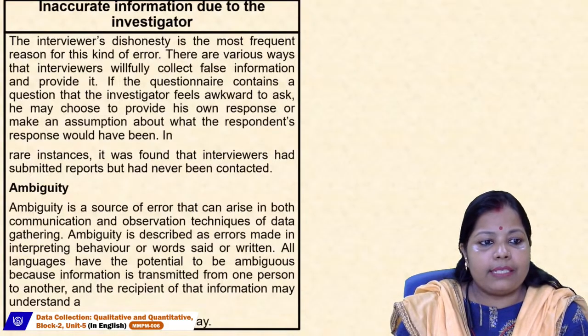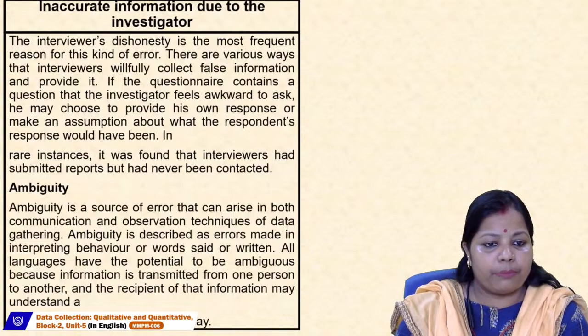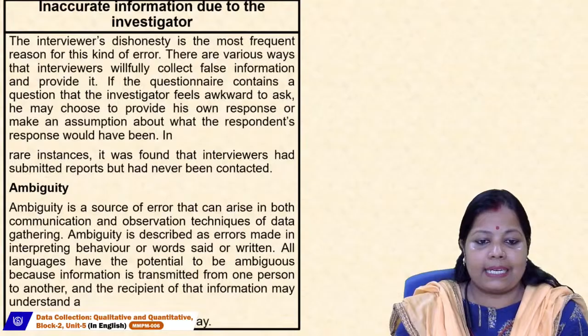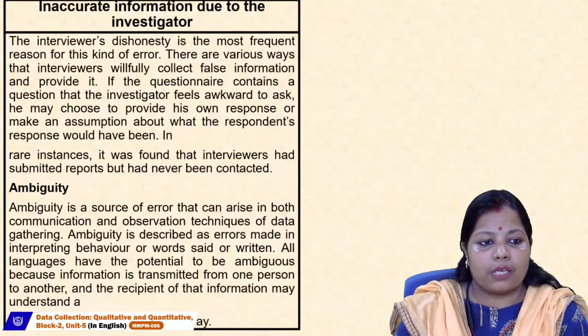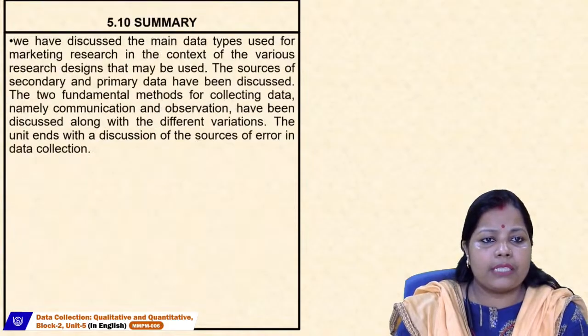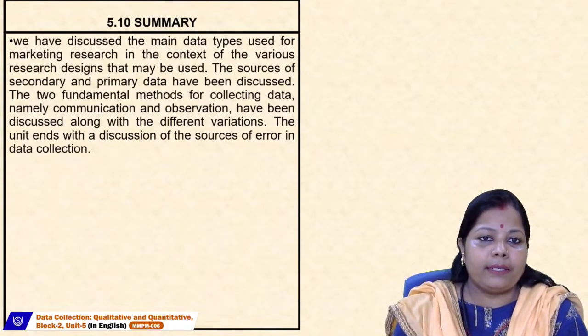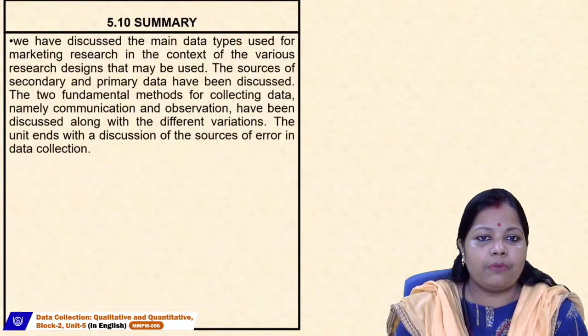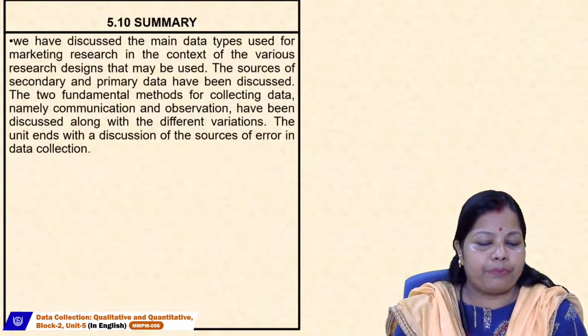And the third one is ambiguity, which is a source of error that arises in both communication and observation. Ambiguity is described as an error in interpreting behavior or words. This is all about the errors which can possibly occur in the field of research.